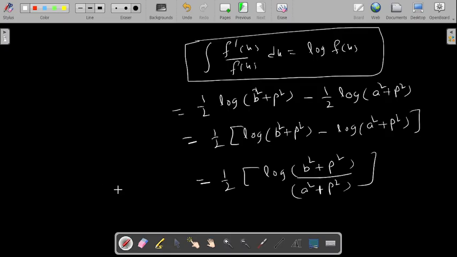So this is a Fourier cosine transform. Fourier cosine transform.